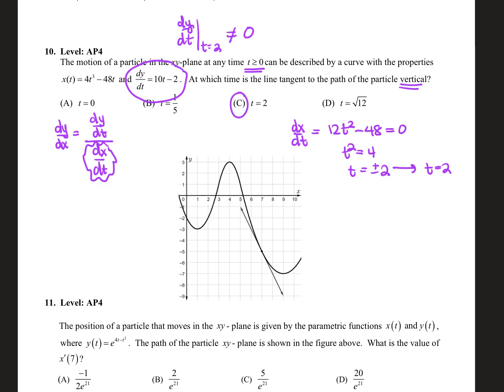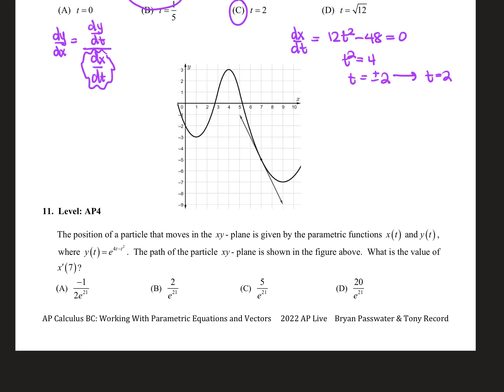11. The position of a particle that moves in the xy plane is given by the parametric equations x of t and y of t, where you're given the value for y of t, and we want to find x prime of t. The path of the particle in xy is shown above. What is the value of x prime of 7? Okay, so right here is our slope at 7. Our slope at x equals 7 is -2.